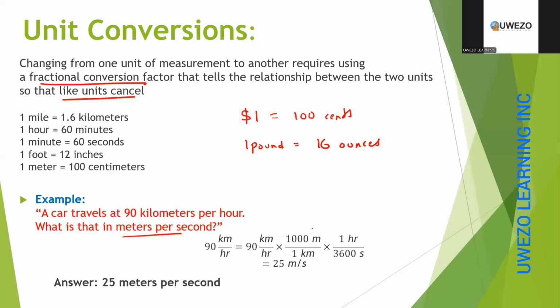Now, 1,000 meters over 1 kilometer is the fractional conversion, and this equals 1. So 1,000 meters is the same as 1 kilometer, and 1 hour equals 3,600 seconds. This way, we are not changing any value and simply doing the conversion.